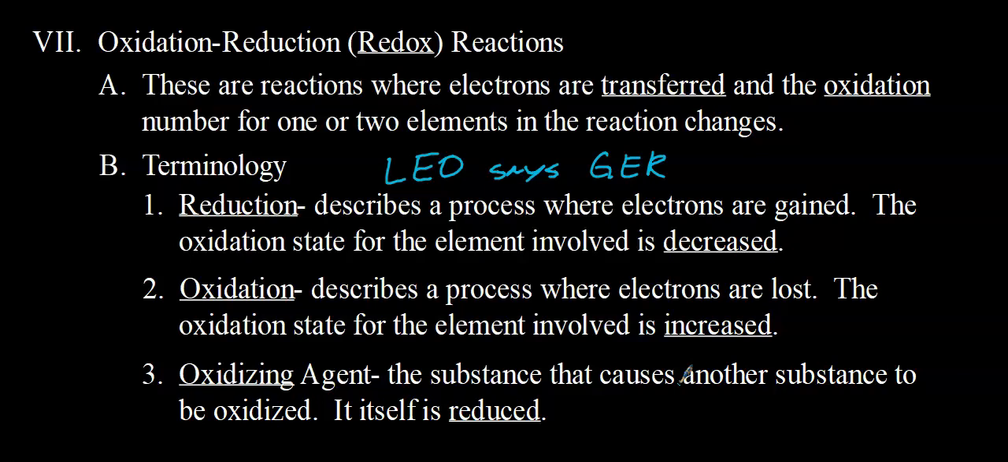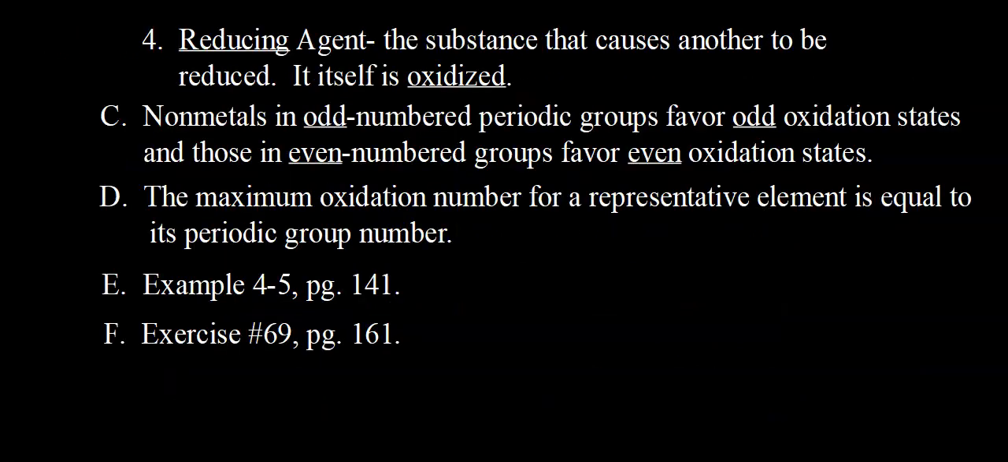Also be careful of these terms. Oxidizing agent: the substance that causes another substance to be oxidized, while at the same time that substance is reduced. So this is an oxidizing agent. Likewise, a substance that causes something else to gain electrons is called a reducing agent. And that substance, the reducing agent, because it is causing something else to gain electrons, is losing electrons. It is oxidized. So we use these terms for the reactants of a redox reaction. We have oxidizing agent and reducing agent.